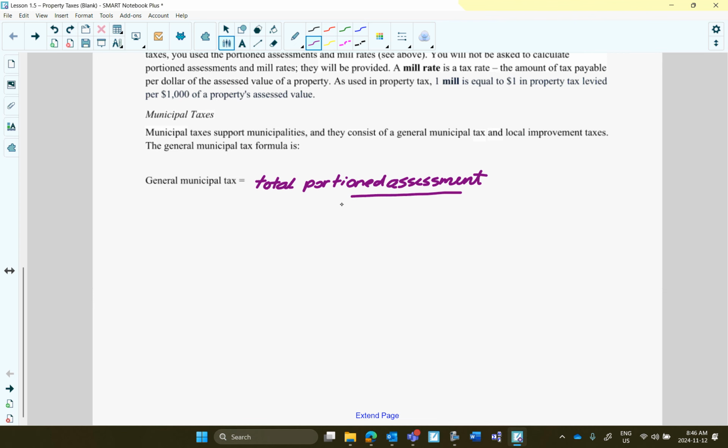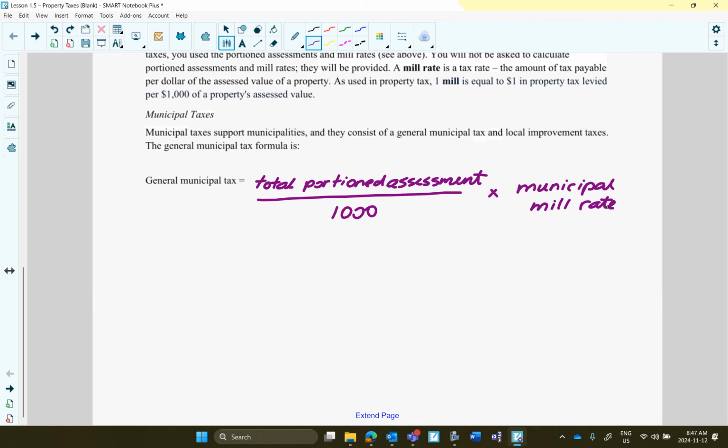Divided by 1,000, so we're talking about mill rates, times whatever the municipal mill rate is. So you're charged on every $1,000 of your home, much like when we did calculating mortgages. The mortgage rates were always based on $1,000 that your home was worth.